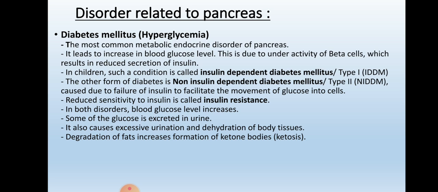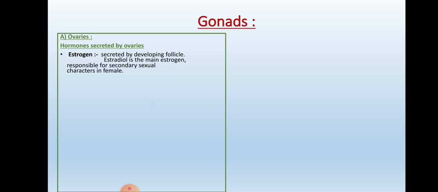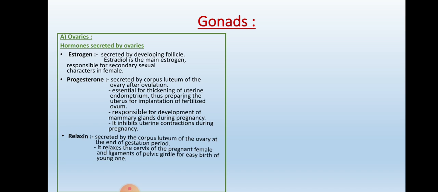In both type 1 and type 2 disorders, blood glucose level increases. Some amount of glucose is excreted through urine, causing excessive urination and dehydration of body tissues. Degradation of fats increases the formation of keto bodies. How can this be treated? By administration of insulin. Then, two important endocrine glands, the gonads or sex organs, are the ovaries and testes.